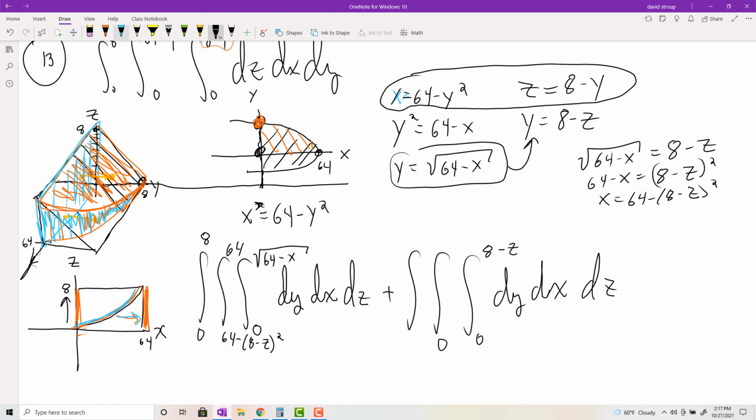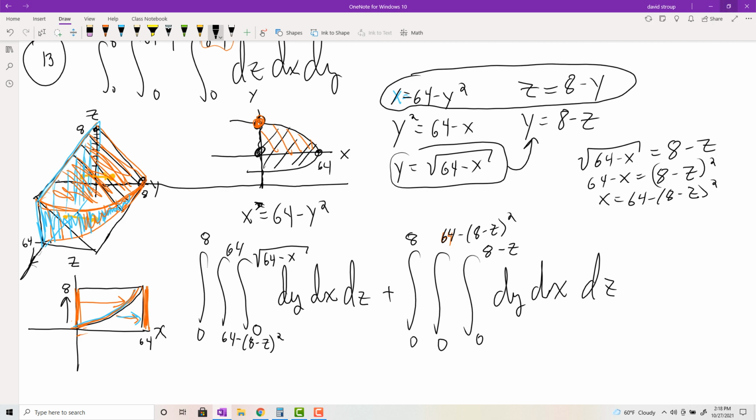So it's basically the other part. If you look on the xz plane to the left, you're going from 0 to this curve, which we already found the equation for. So 0 to 64 minus (8 minus z) squared. Okay, and then the last integral, z, again, is just going to go from 0 to 8.